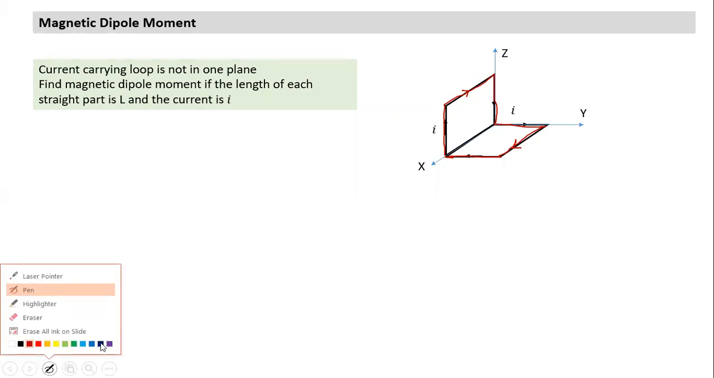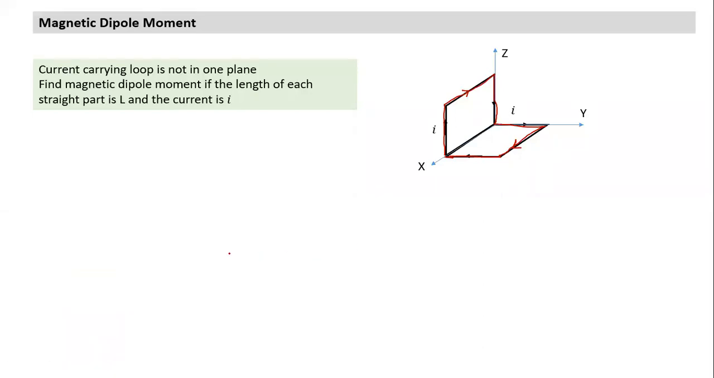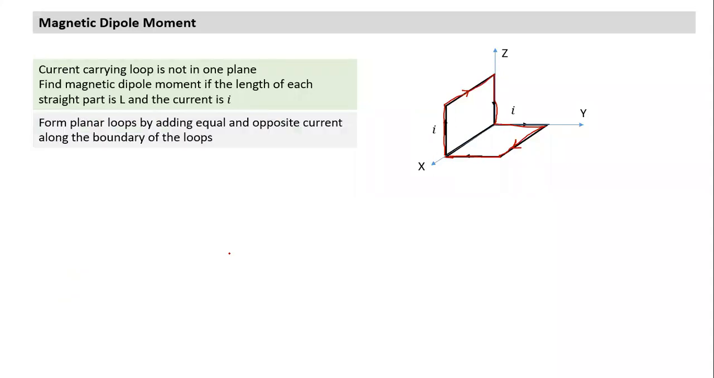They are in two different planes. It's not in one plane. And what we have done so far is, if we know the plane, the direction of the moment is perpendicular to the plane. So whenever we have such a question, we break it into two loops. The method of solving: first we identify a loop. Identifying the loop is not a problem. Then we form inner loops by adding an equal and opposite current along the boundary of the loop. So here we will convert it into two loops.